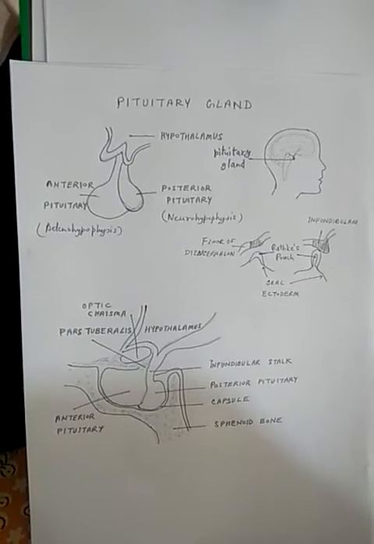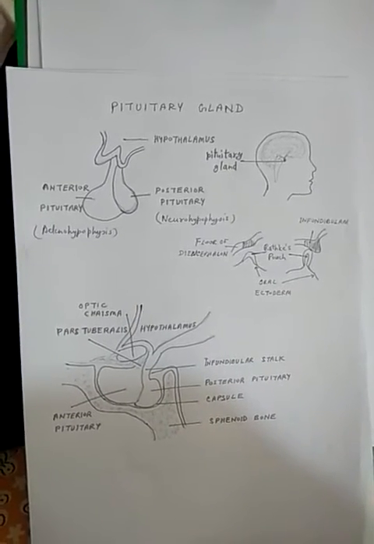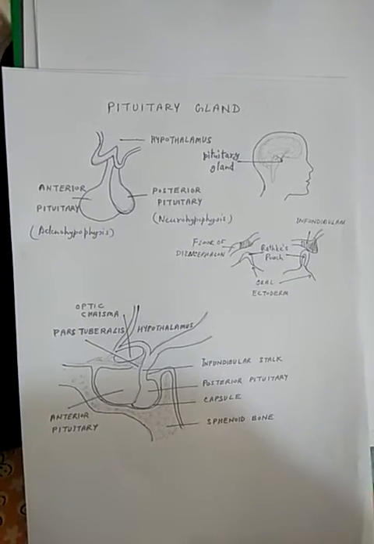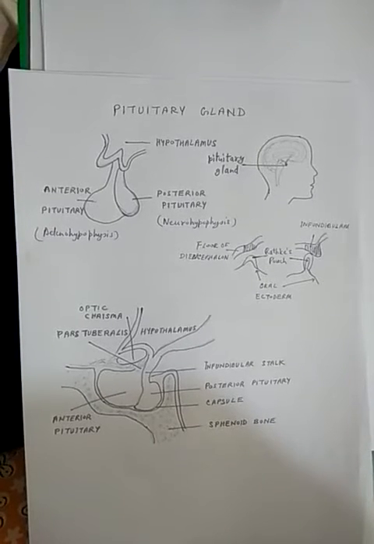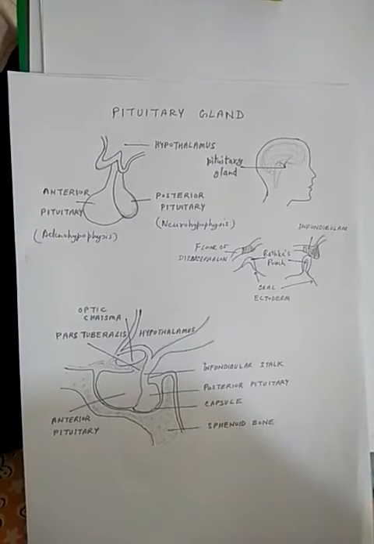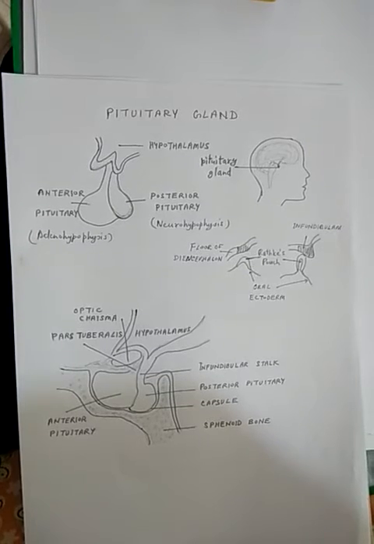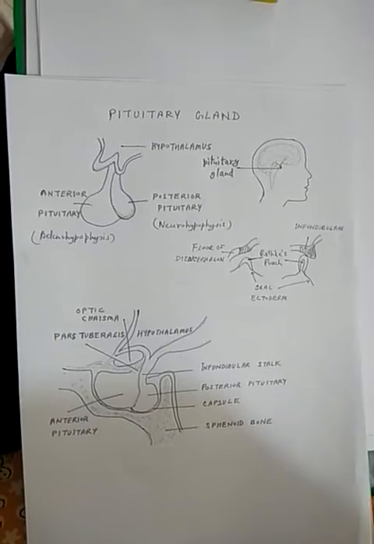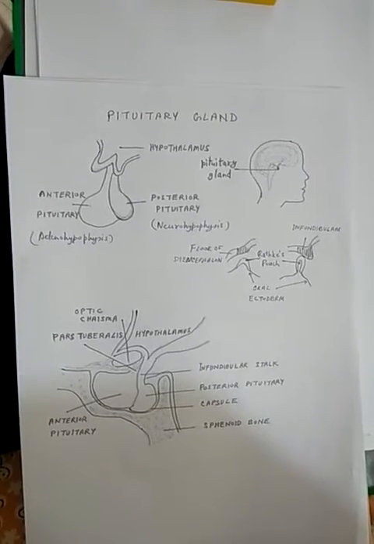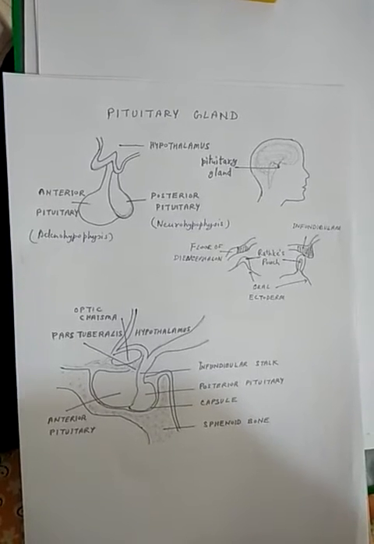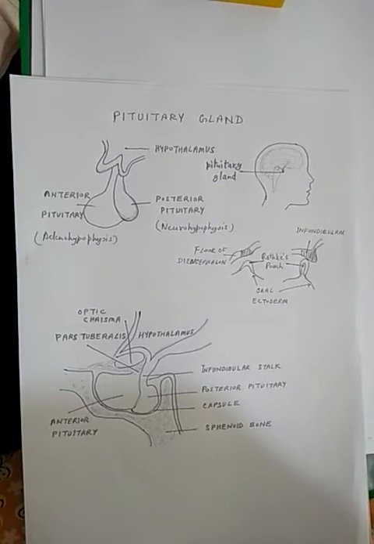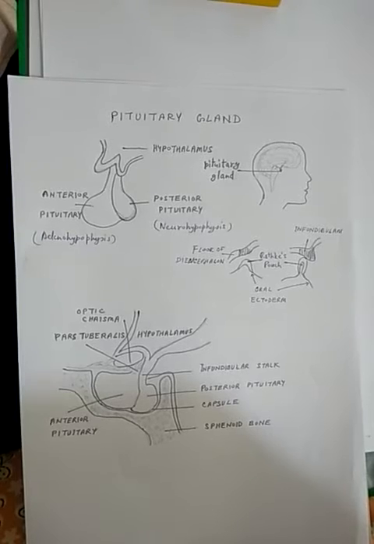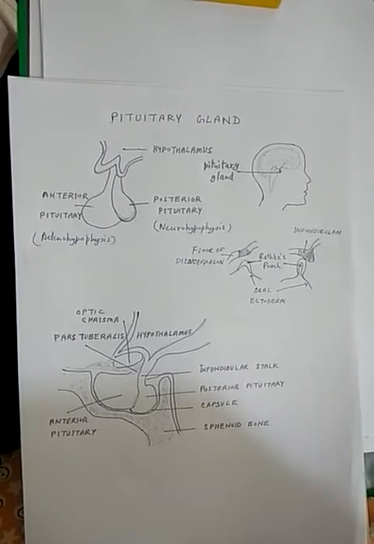The pituitary gland is a very tiny gland. Its weight is about 0.5 to 1 gram, and it is popularly known as the master gland. Why is it called the master gland? Because it controls all other endocrine glands in the body.